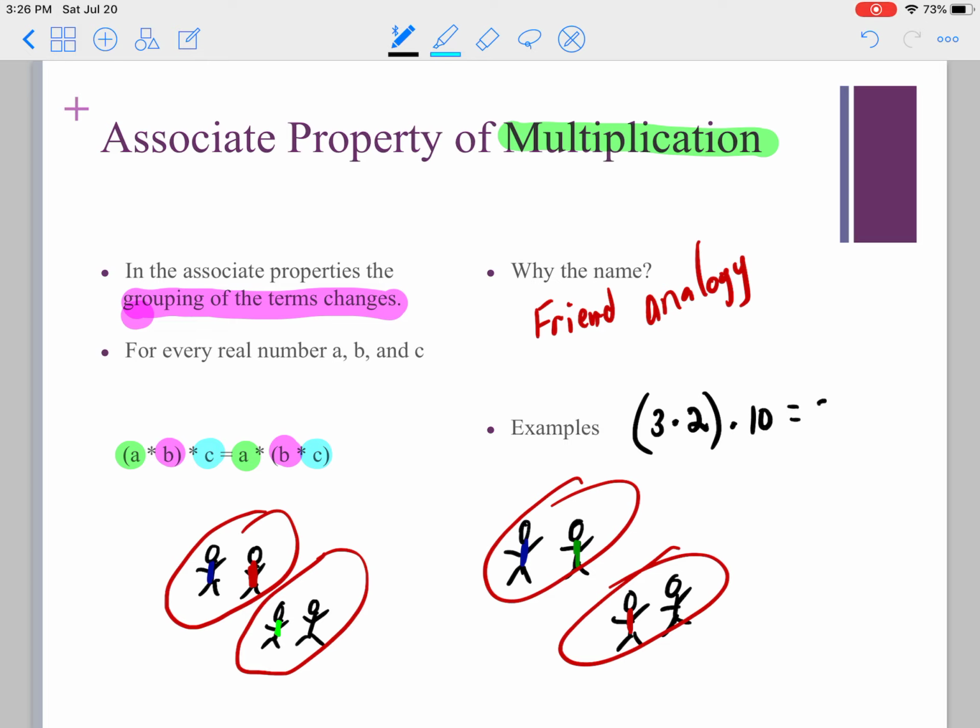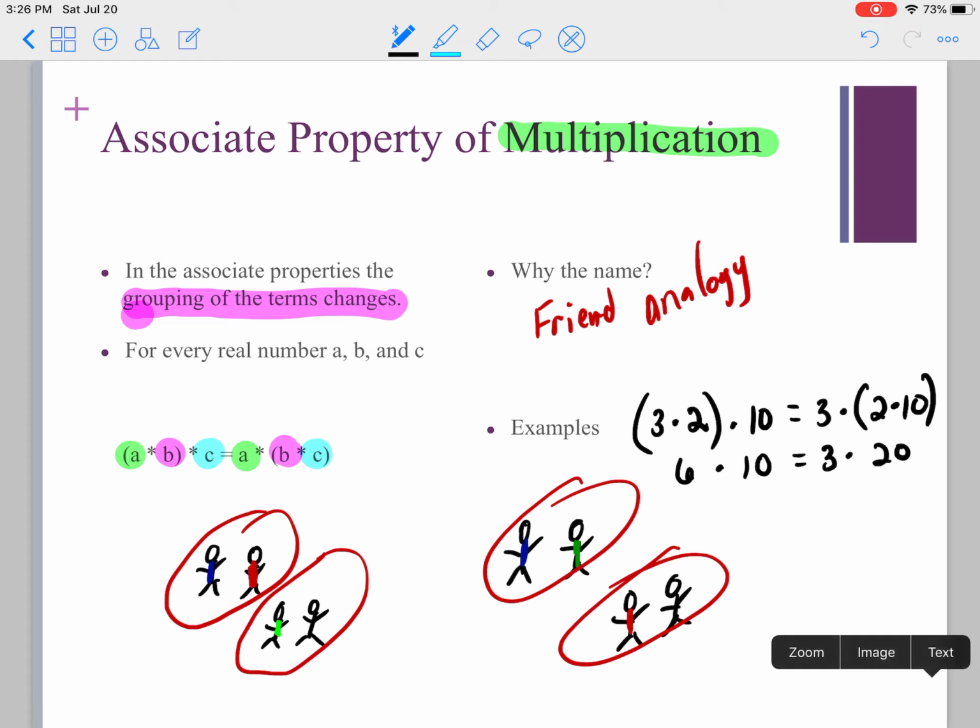and that is equal to 3 times 2 times 10. All I'm doing is changing the grouping. So this would be 6 times 10, which is equal to 3 times 20. So 60 is equal to 60, showing that the associative property for multiplication holds.